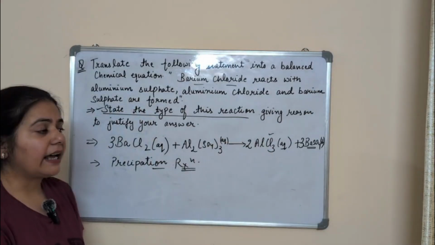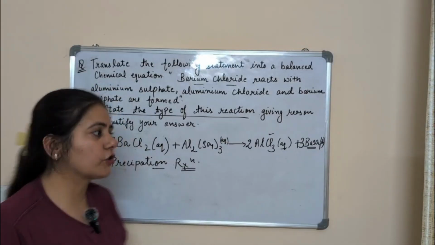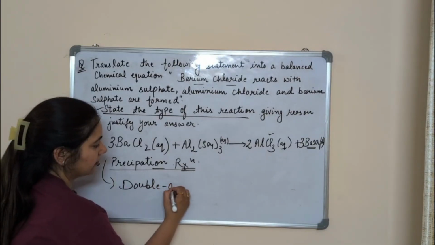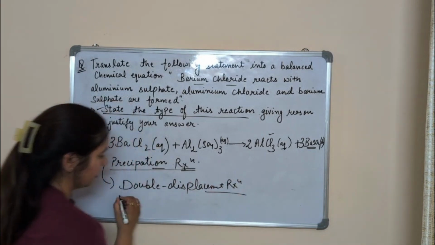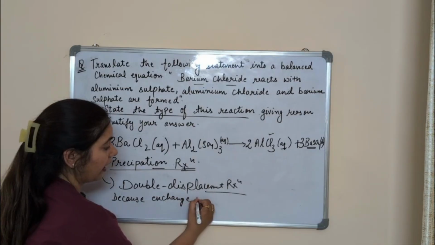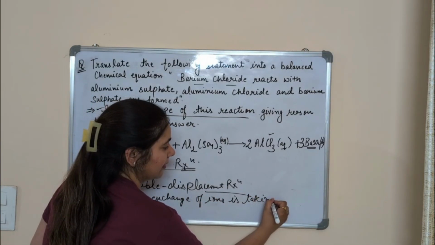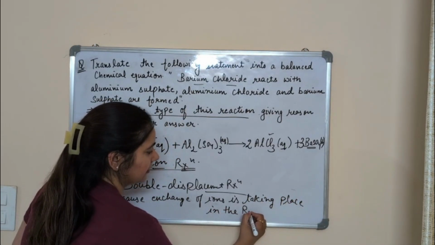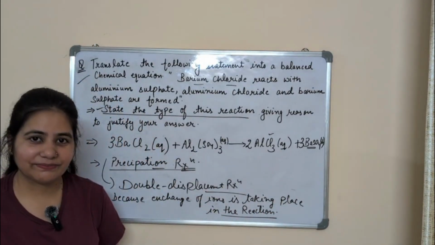So we can clearly see that exchanging of ions is taking place, and exchanging of ions comes under the category of which reaction? Another name for a precipitation reaction, that is double displacement reaction, because exchange of ions is taking place in the reaction. Hence, this answer is justified.